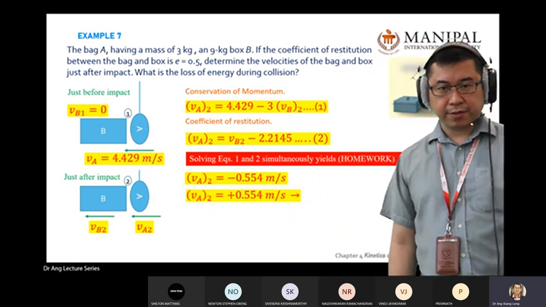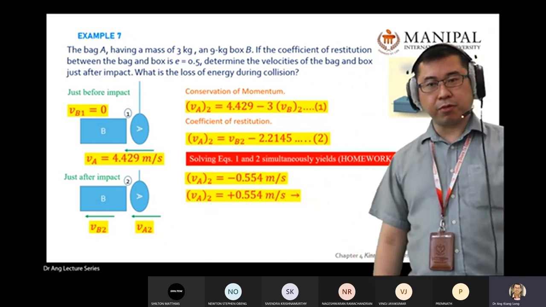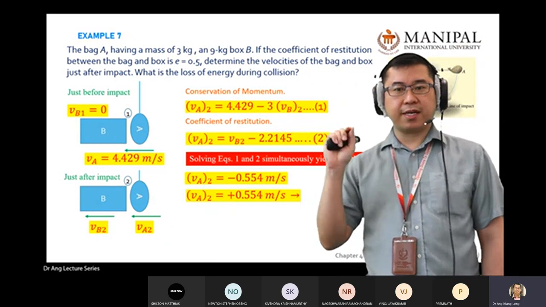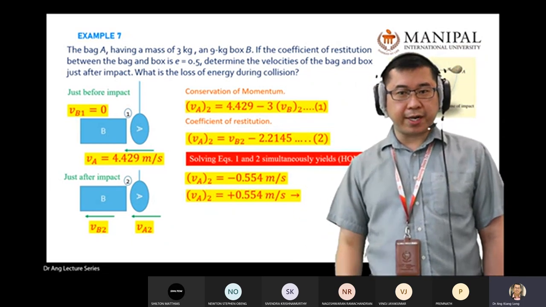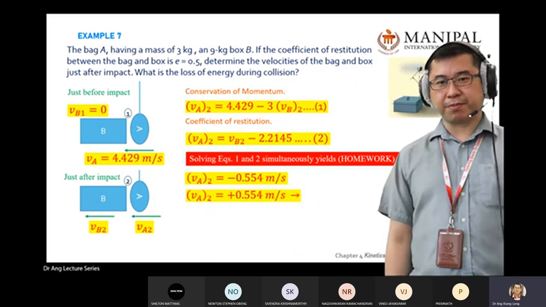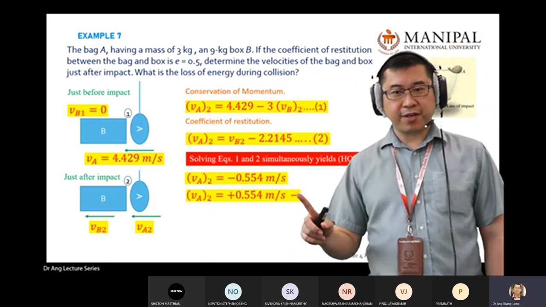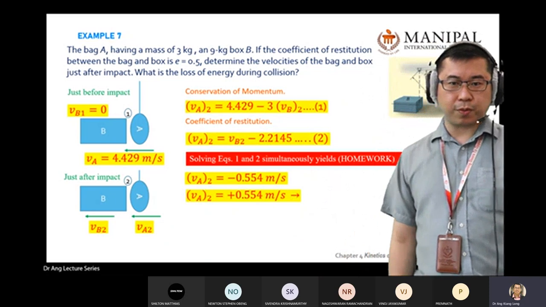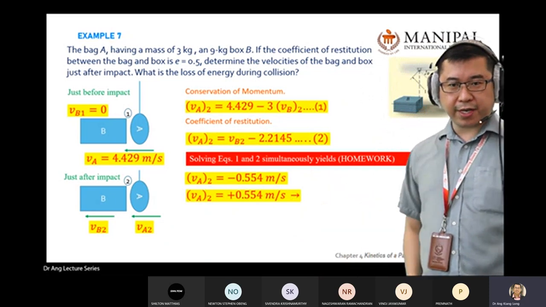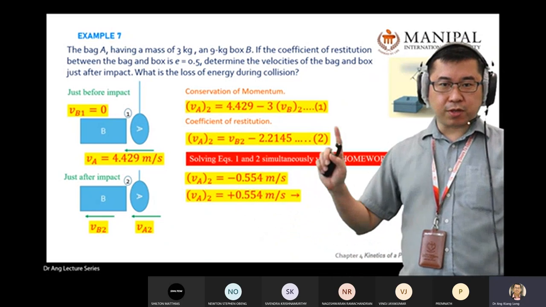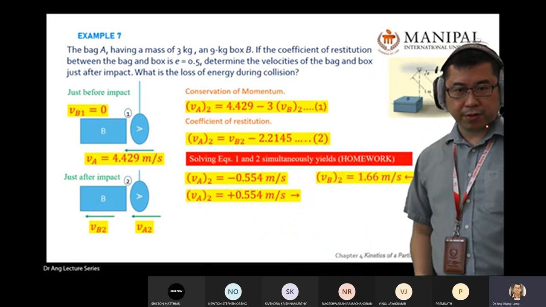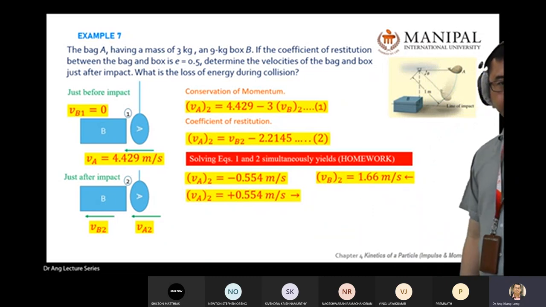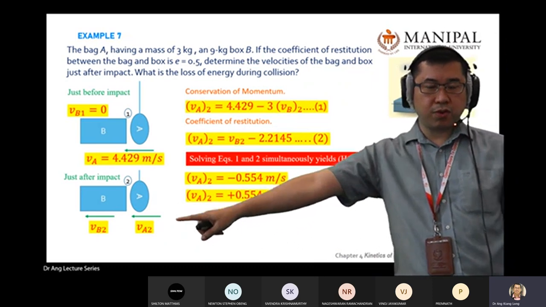Okay, this is important when it comes to degree level. You should be able to understand the positive meaning and negative meaning, and what they do to your direction. It's part of the assessment. You should be able to explain what negative means, what positive means, and the unit also. We solved for VA2 already. Substitute back into the previous equation to get VB. So your VB equals 1.66, to the left. From here, you solve your VA2 and VB2.